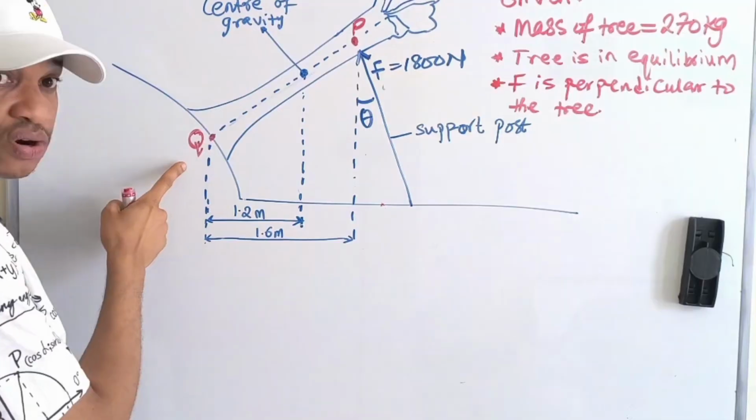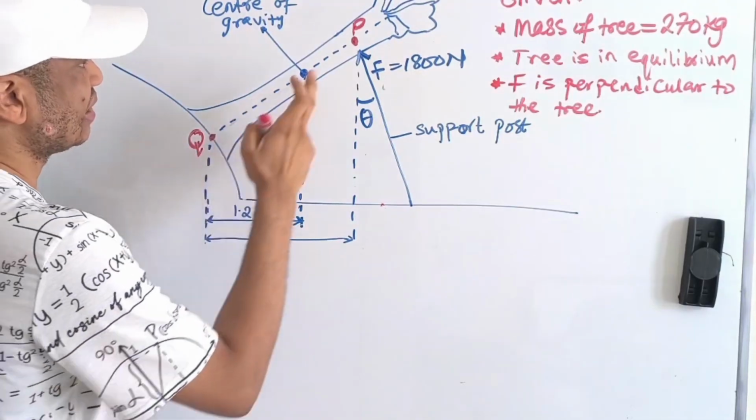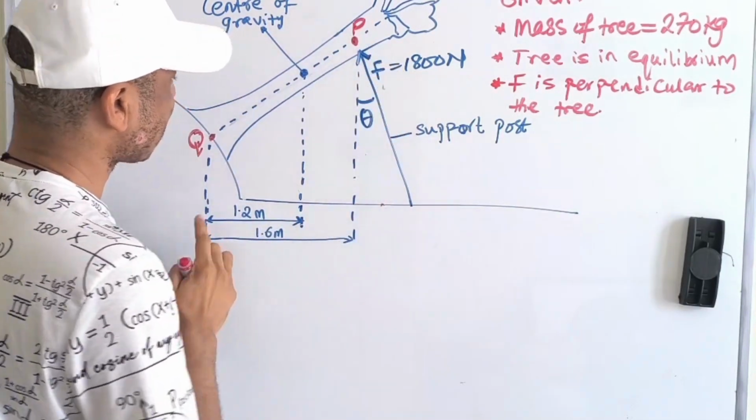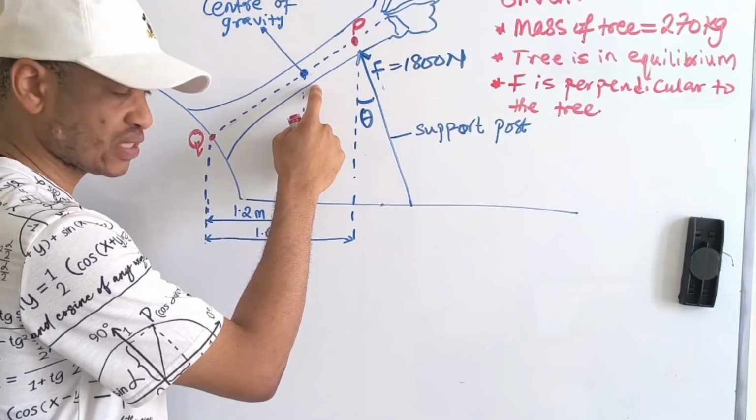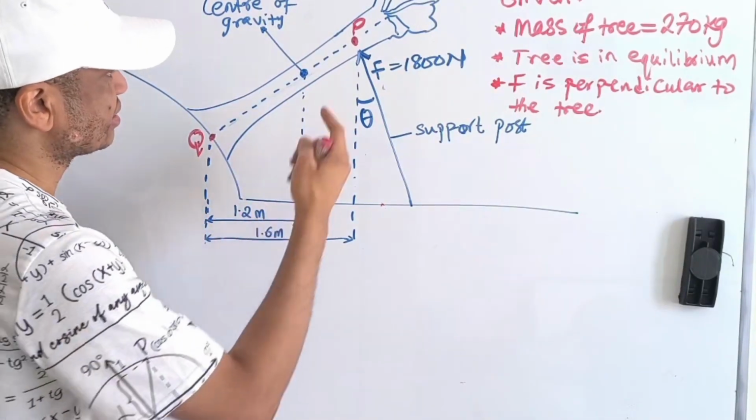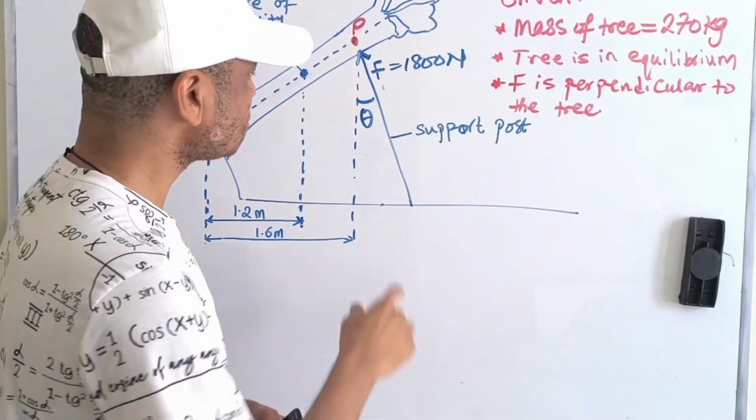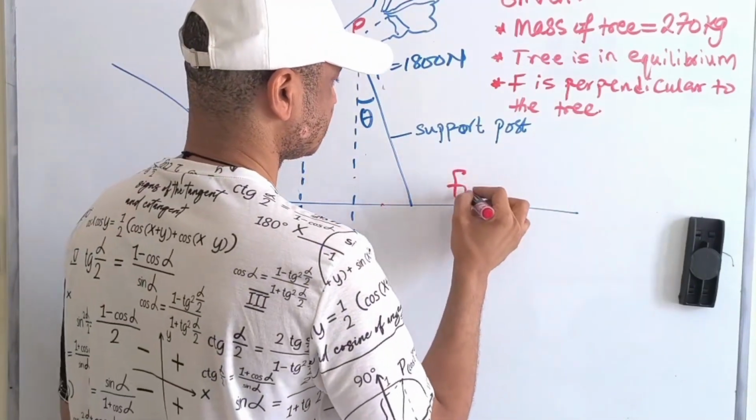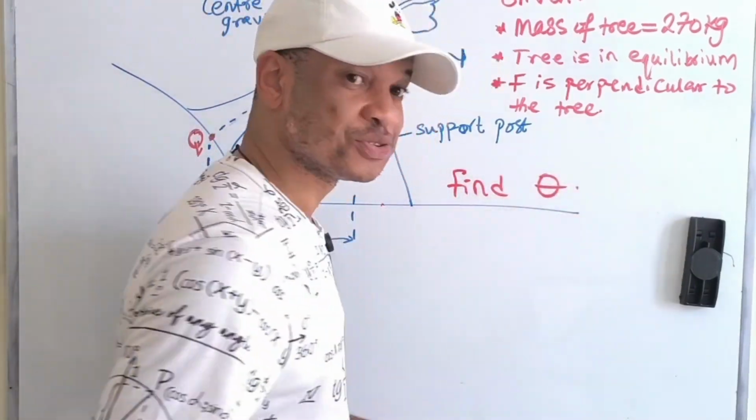All right, so this is the trunk of the tree, or close to the root, and there's point P. The support is at point P, and the distance from the center of gravity to the trunk is 1.2. And from P to this. So we're told to find angle theta. So what do we do?